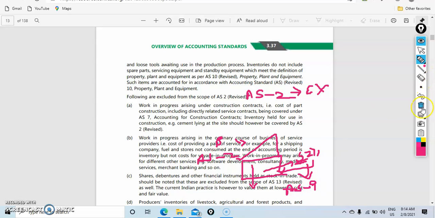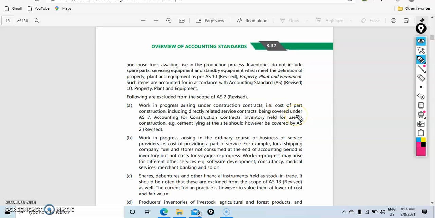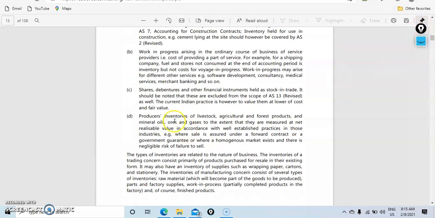So here also we are unable to use AS2. The first one is construction of contracts. We are not using AS2, and for some services also we are not using AS2. We have AS9 here, and for construction we have AS7. And there is another area also where we do not use AS2.